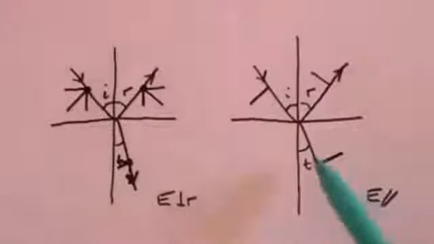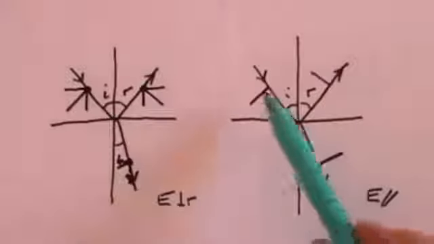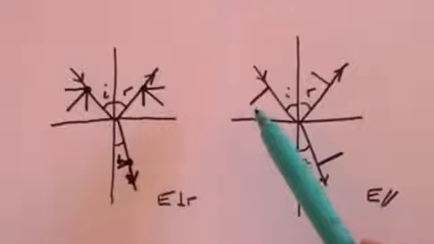When we move over to this direction, the B field, of course, if the E field is parallel with the paper, the B field must now be perpendicular to the paper.